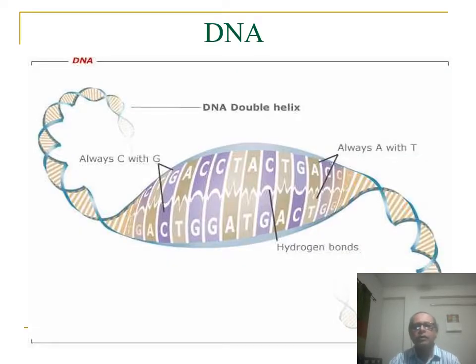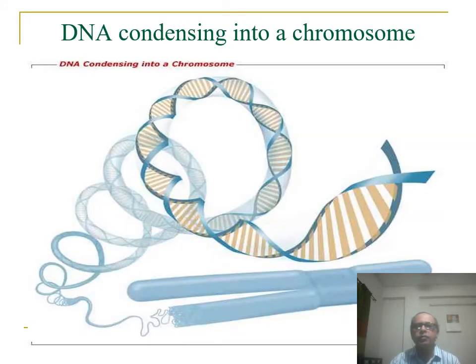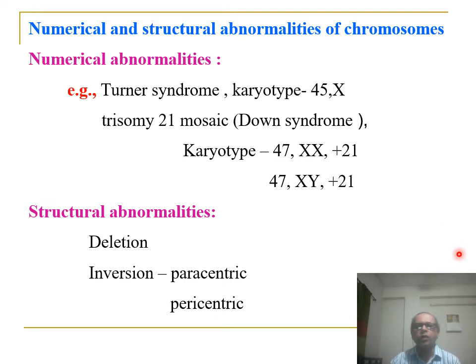This is the DNA double helix. This is DNA replication, and this is DNA condensing into a chromosome. Now we will go to the abnormalities of chromosomes.